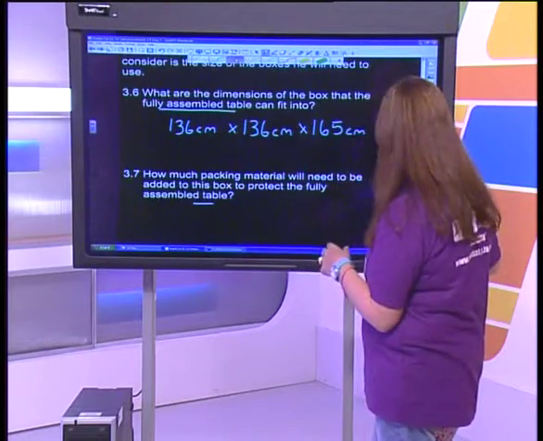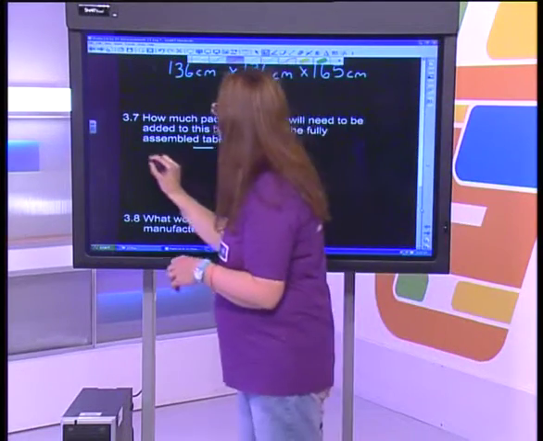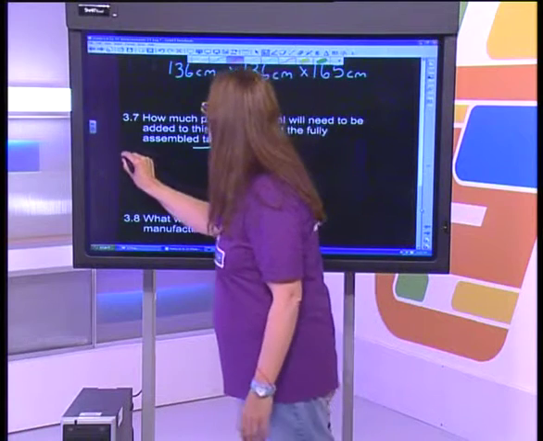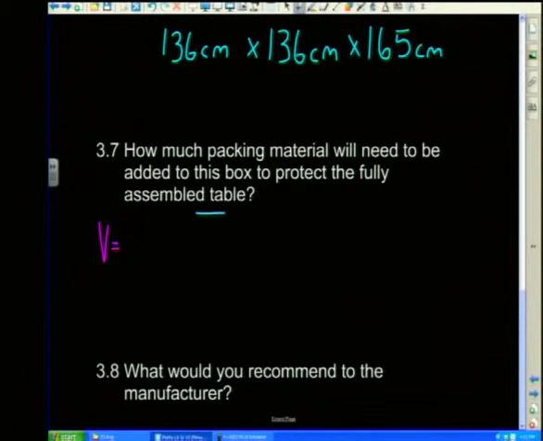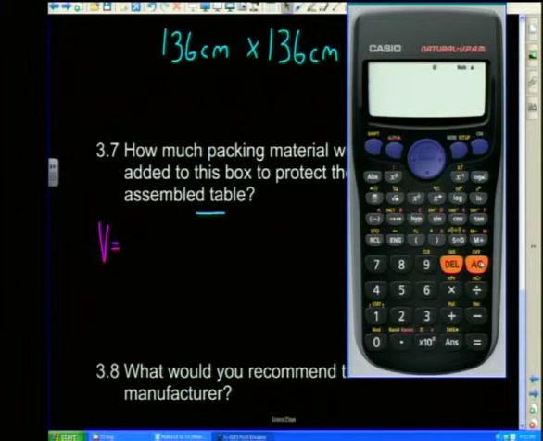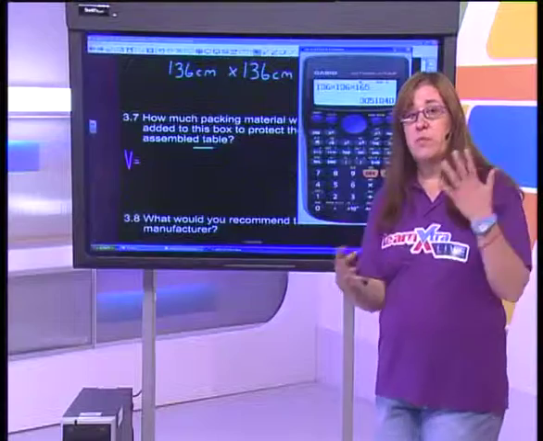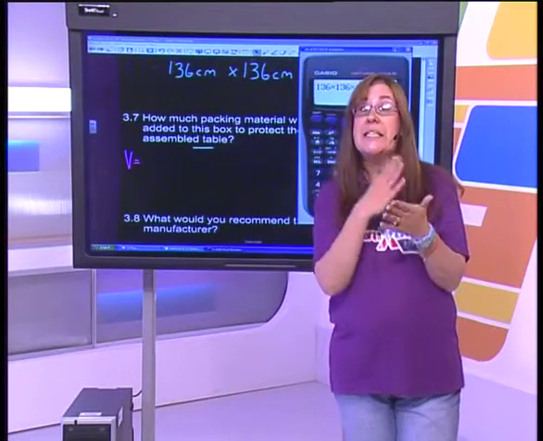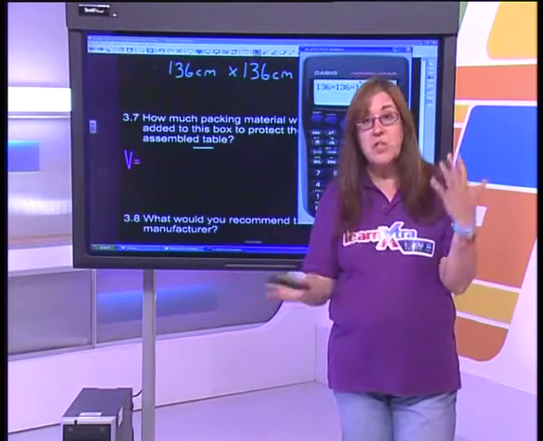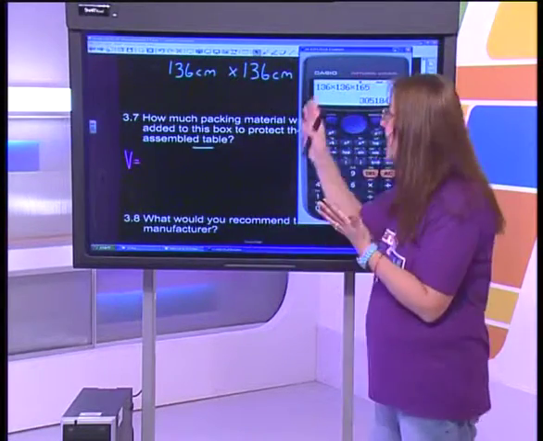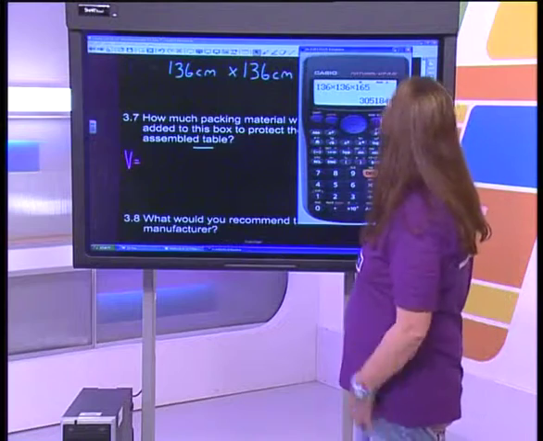I'm not sure how much time we have left. So let's see how far we can get. We're going to work out the volume of the box. So let's get our calculator out. And we're going to say, right, 136 times 136 times by 165. We're going to get an answer of, right, 3 million, and we're dealing in big numbers. And the reason we're dealing in big numbers is because I've been dealing in centimeters. You could have changed this and worked all in meters, and it would have maybe made it a little bit easier, but I'm happy in centimeters.